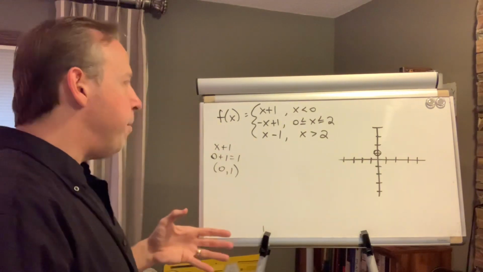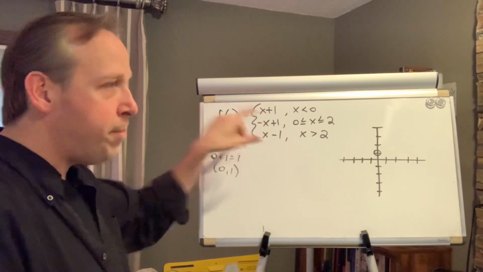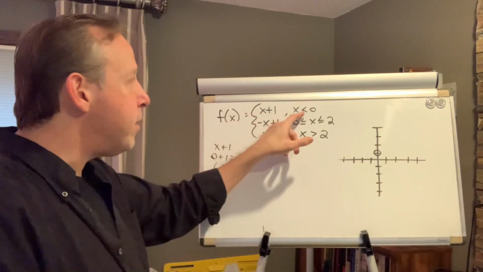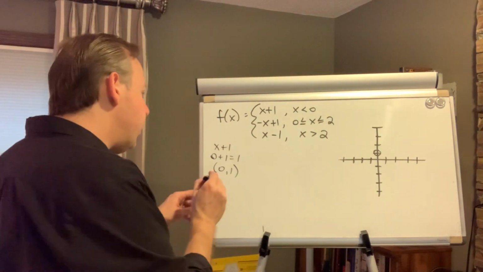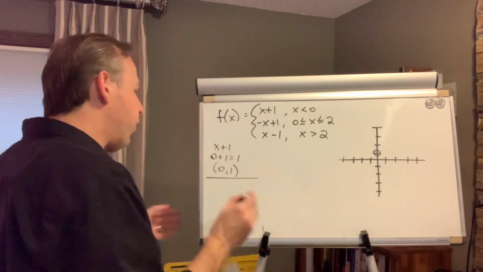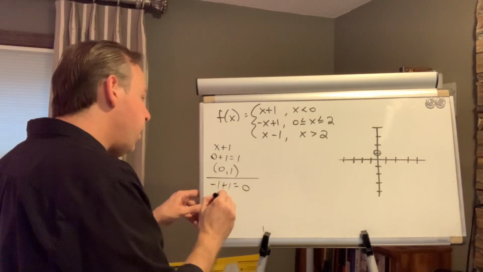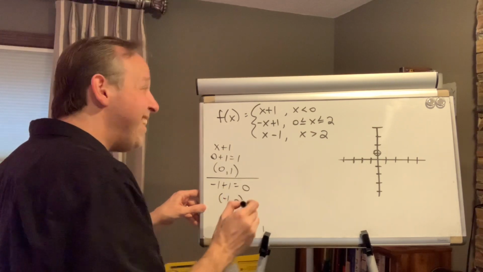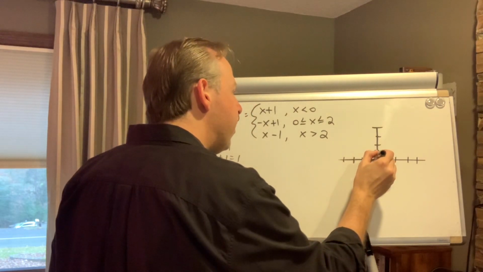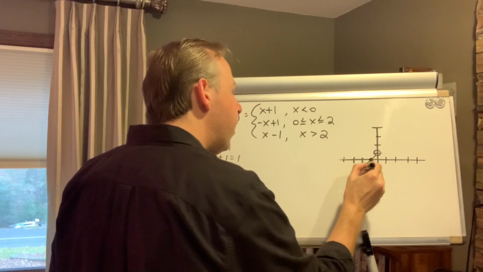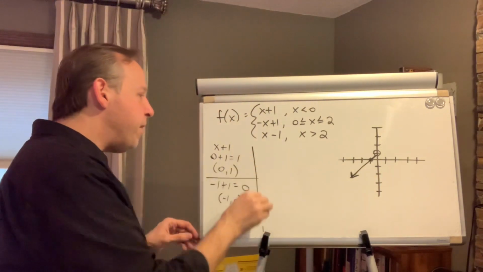Now, where does it go from there? Well, it's not horizontal because there is an x in this piece. So just choose a number less than 0 to see where it's going. I'm going to choose the number negative 1. Negative 1 plus 1 is 0. So at negative 1, it's at 0. That's right here, which means it's going in this direction with an arrowhead. Okay? That takes care of the first piece.